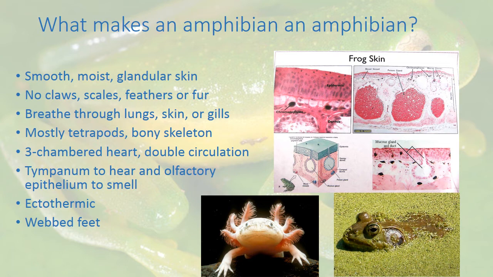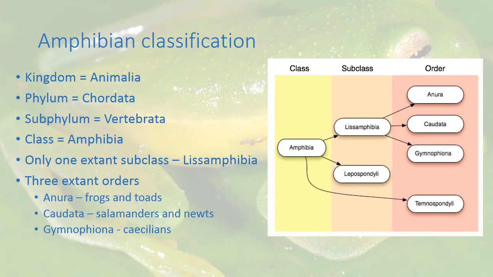Amphibians can both hear and smell, so they have a tympanum, which you can see really well in this picture here, just like our eardrum really, but it's exposed. They also have an olfactory epithelium, and that allows them to smell, and you can see they have nostrils for smelling. These guys are ectothermic, meaning their temperature is regulated by the environment, and in general they have webbed feet. Sometimes you see it more than others, depending on the degree of aquaticness.